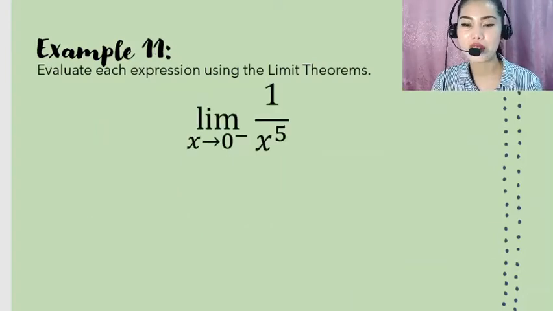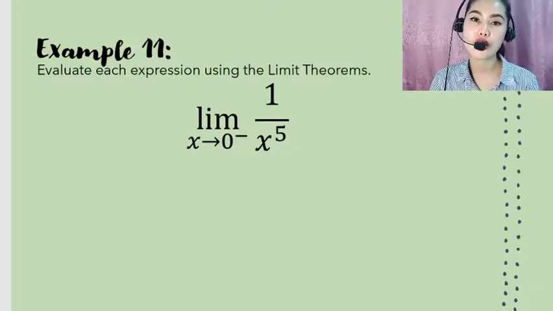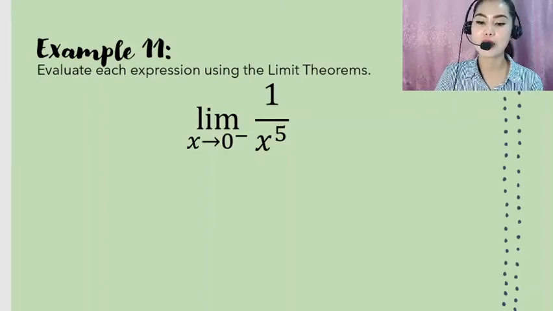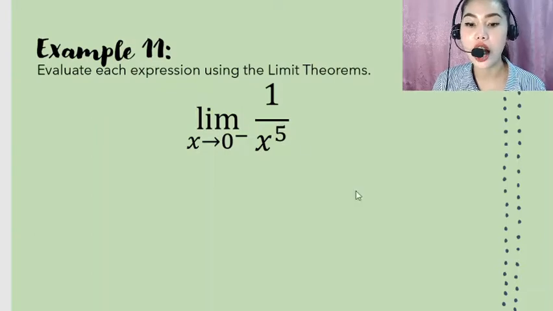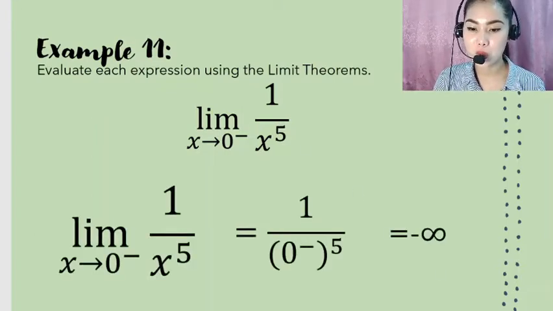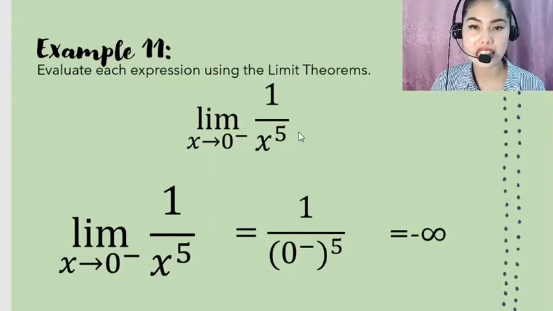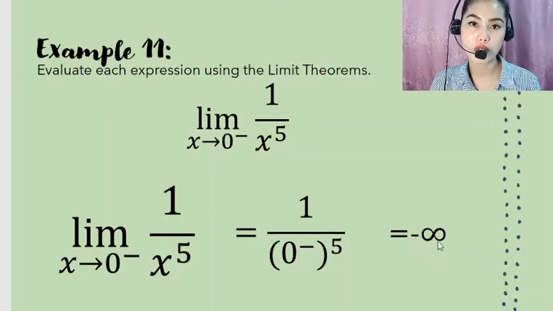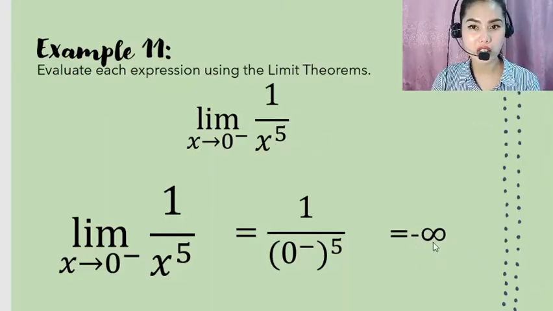Now this time, our value of x approaches 0 from the left. So it falls on the second case, and your exponent is odd. Therefore, it approaches negative infinity. Now, if the exponent here is even, let us say 4, 6, 8, or any even number, then it will approach positive infinity. But since it is an odd number, it approaches negative infinity.